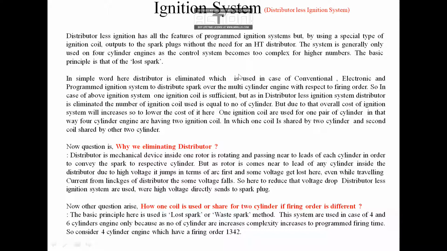So in order to avoid those losses, we are eliminating those mechanical parts and their resistance. Those mechanical parts also have some kind of wear, so we are eliminating the wear as well, making them wear free. In that way we have eliminated the distributor here. Now the second question may come: how can one coil be used for two cylinders? This is the waste spark method we use, as I told you, and we will see it in the next slide.